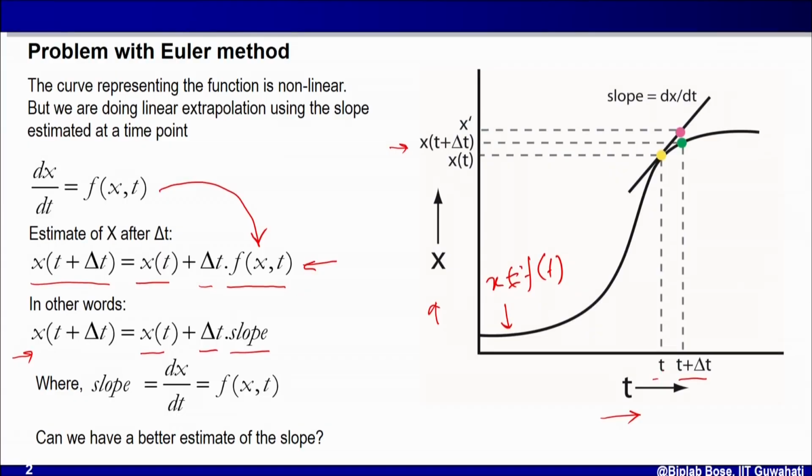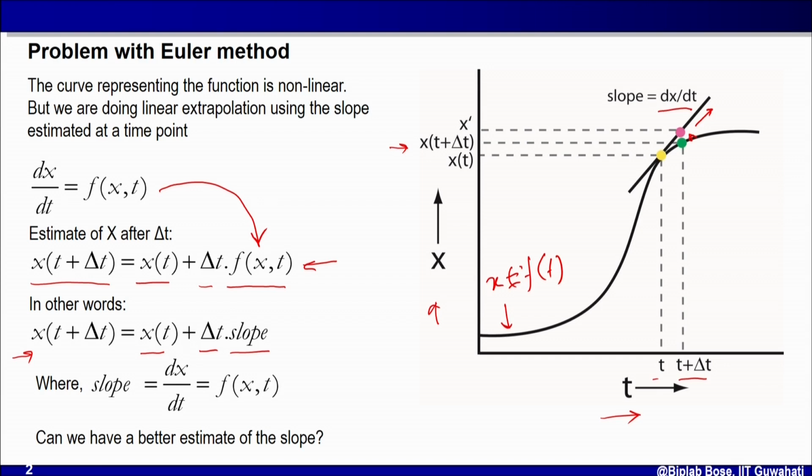So at time t, x is this yellow point. And if I draw a slope or a tangent along this curved line, which is a function for x, the slope of that tangent will be dx dt. So we are getting the value of x at the next time point, that is at t plus delta t, by doing linear extrapolation along this tangent. Along this tangent you are doing linear extrapolation and you are getting the value of x at this new time point, as shown by the pink dot.